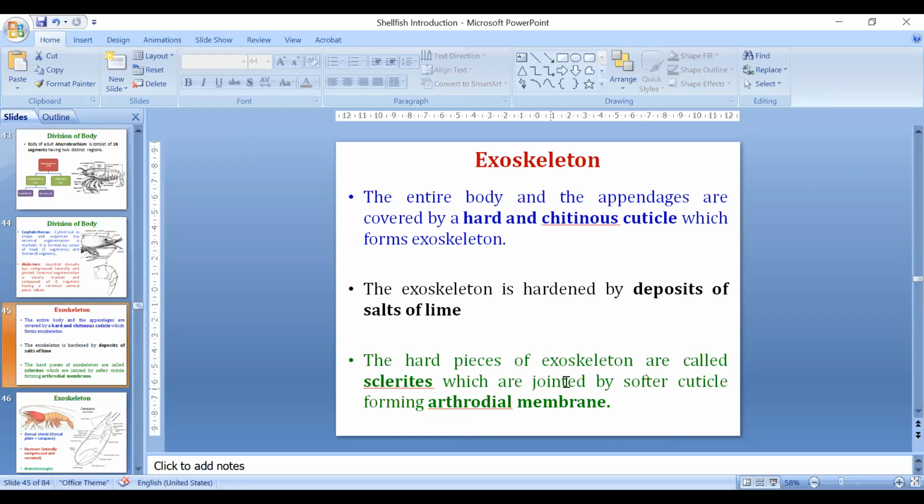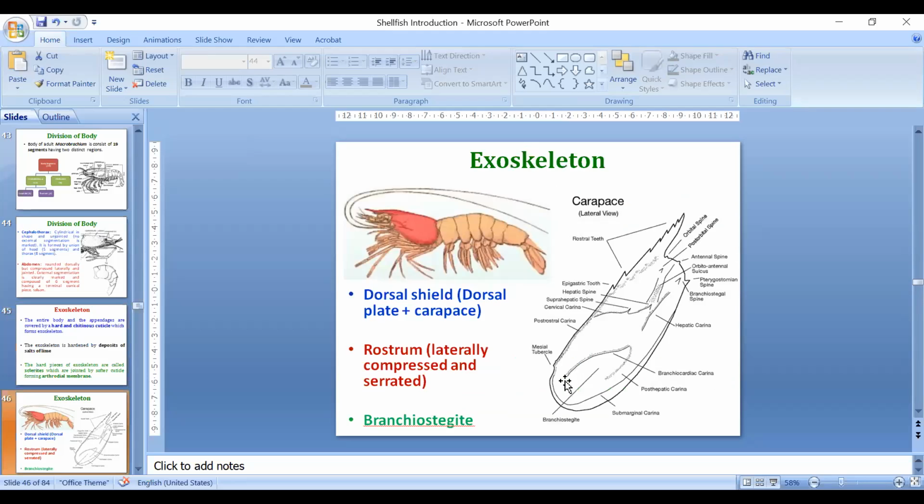The hard, outermost surface of the exoskeleton is known as the sclerites. The softer inner cuticle layer, which is attached to the body of the animal, is known as the arthroidal membrane. Now, we'll discuss the exoskeleton of the cephalothoracic region in more detail.